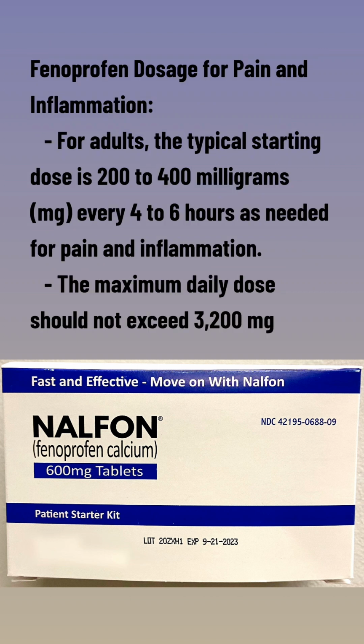Fenoprofen dosage for pain and inflammation. For adults, the typical starting dose is 200 to 400 milligrams, mg, every 4 to 6 hours as needed for pain and inflammation. The maximum daily dose should not exceed 3,200 milligrams.